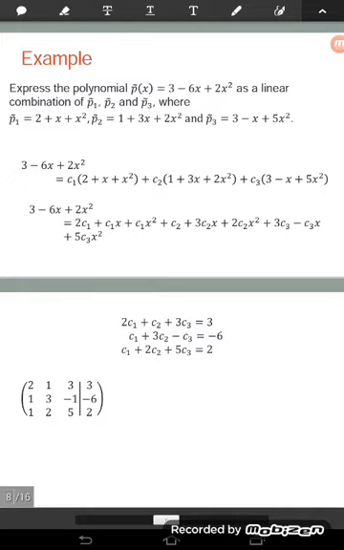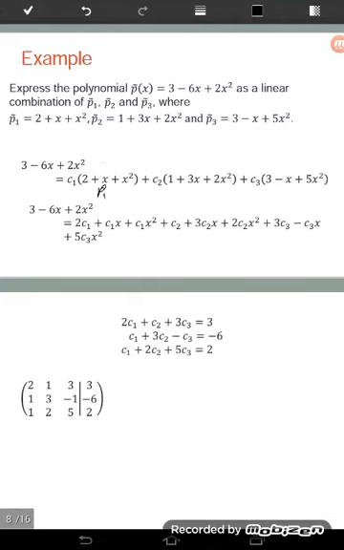Okay, so first we write down in terms of linear combination. So vector p is equal to c1 times vector p1. Okay, and then plus C2 times vector P2, and then plus C3 times vector P3. Okay, and then expand it. So you will have this equation.